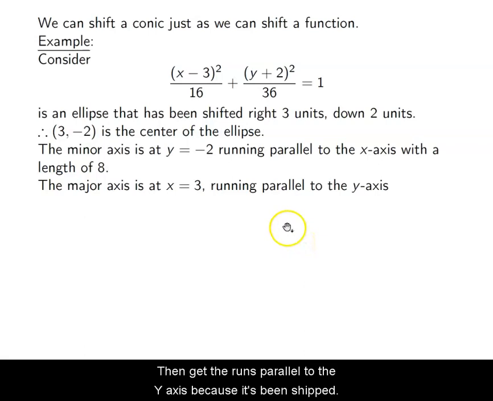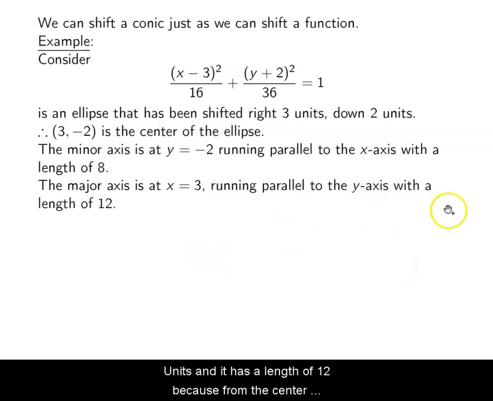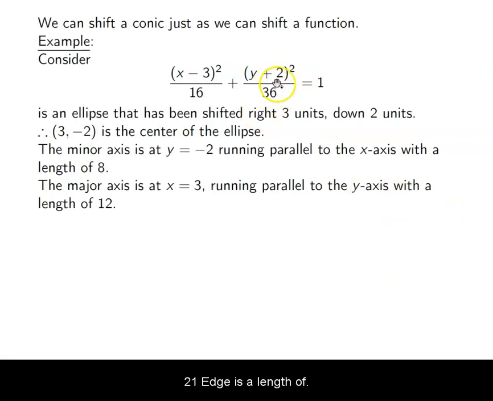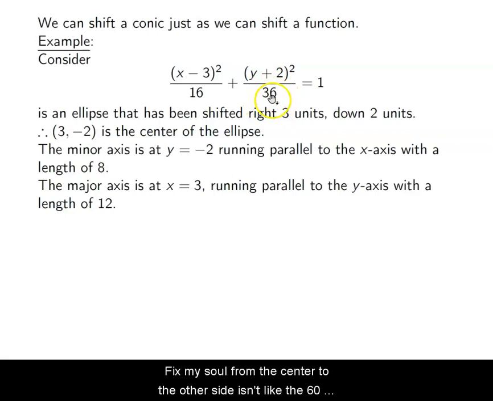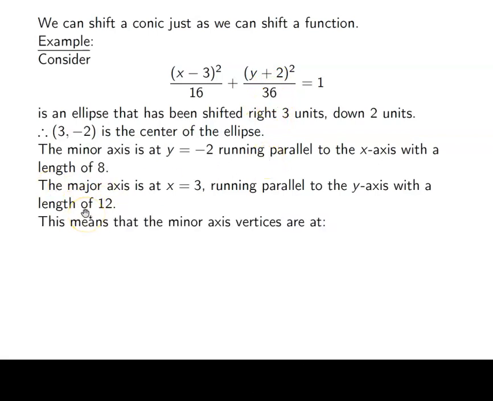Okay. And again, it runs parallel to the y-axis because it's been shifted over 3 units. And it has a length of 12 because from the center to one edge is a length of 6, right? So from the center to the other side is a length of 6, so total that's 12.